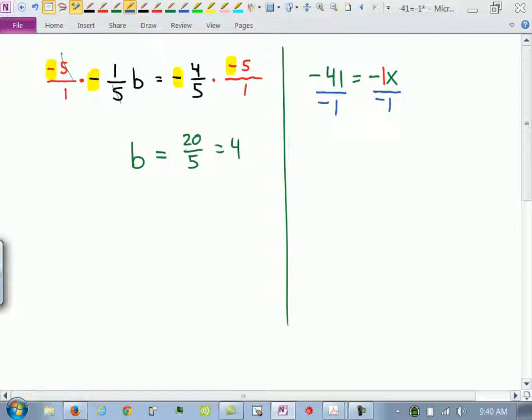What is negative 1 divided by negative 1? Cancel that, and you just get a 1, really, right? So you're just left with x on the right. And on the left, negative divided by negative is positive, and it's just 41 over 1. That's going to be 41.